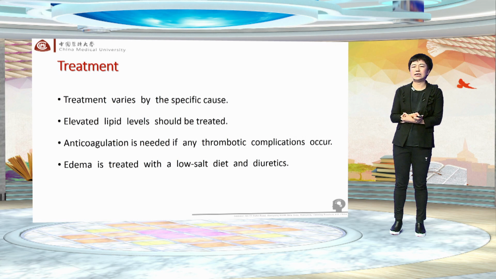Treatment varies by the specific cause. Elevated lipid levels should be treated. Anticoagulation is needed if any thrombotic complications occur. Edema is treated with a low-salt diet and diuretics. The combination of loop diuretics plus albumin may be more effective than a loop diuretic alone for some patients who have refractory edema and evidence of intravascular volume depletion.